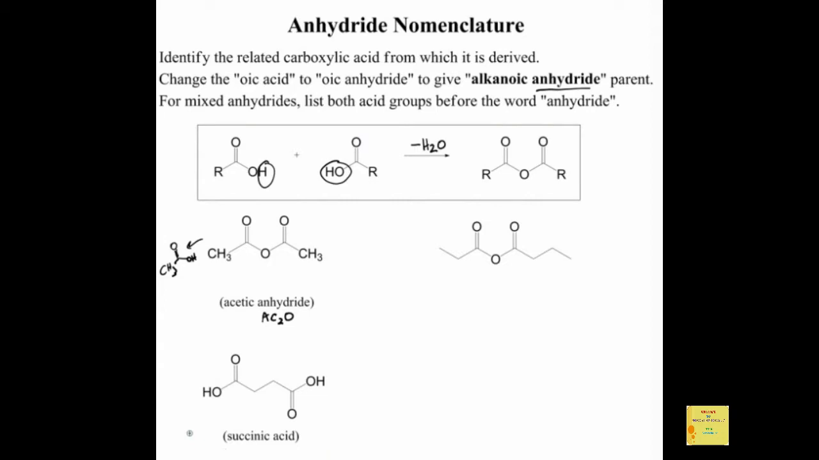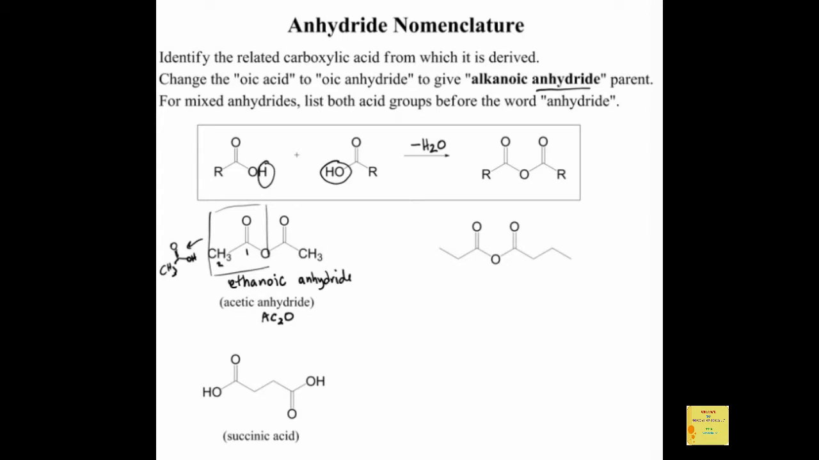Okay, but what is its IUPAC name? So for the IUPAC name, let's take a look at just one half and name that acid. That acid would be a 2-carbon acid, so it's an ethane derivative. This would be ethanoic acid. So now we call this ethanoic anhydride. So we just replace the word acid with anhydride.